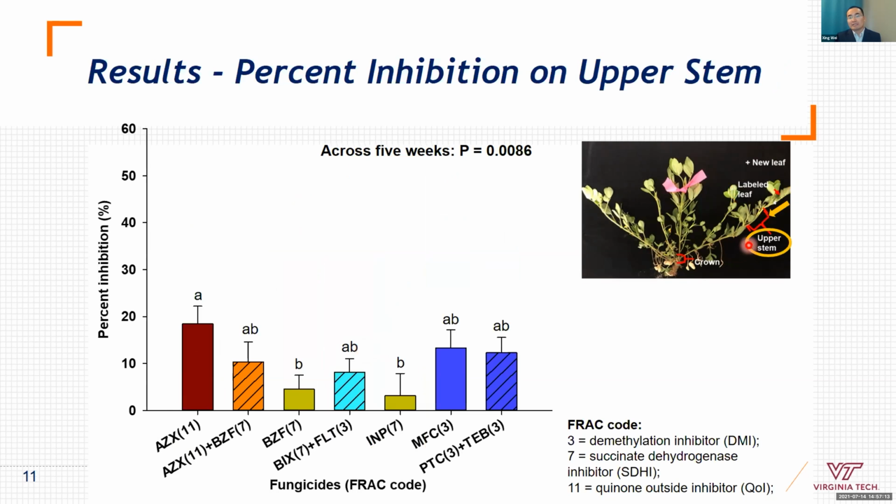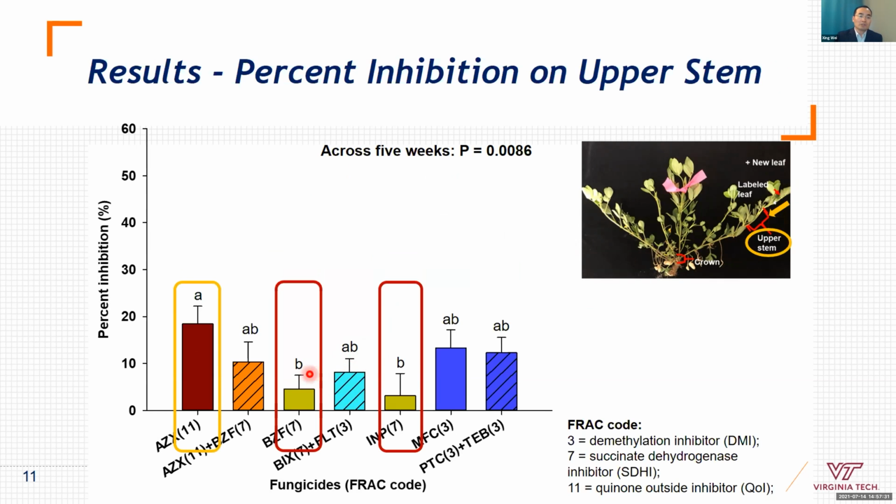For the upper stem, which is the two-internode-long stem section right immediately after the label leaf, inhibition of the upper stem indicates potential downward or basipetal movement of those chemicals. We found that most of the chemicals have about 10 to 20% inhibition across all 5 weeks, but benzovindiflupyr and inpyrfluxam didn't perform as well as azoxystrobin. Interestingly, both these two chemicals are from group 7, which is the SDHI fungicide group.